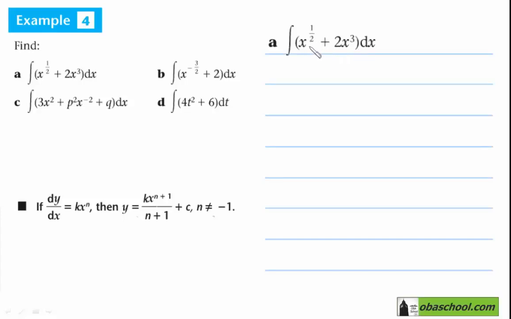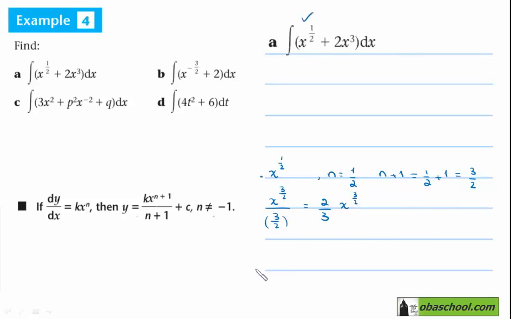Starting with the first term, x to the power half. By comparison, n equals half, then n plus 1 equals 3 over 2. Therefore, the integration of x to the power 1 over 2 is x to the power n plus 1, that is 3 over 2, divided by n plus 1, that is 3 over 2. This is the same as 2 over 3 x to the power 3 over 2.